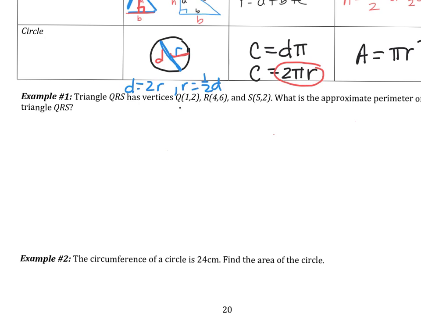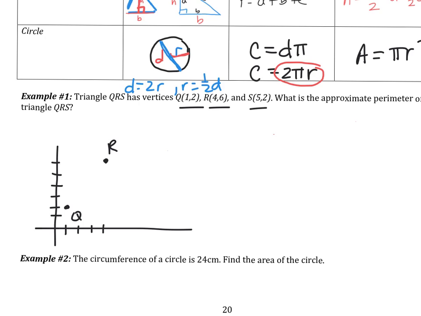Okay? Since all these numbers are positive, I'm only going to draw the first quadrant. Okay? So 1, 1, 2. Here's my Q. Okay, R is 4, 6. So 2, 3, 4, 6. 3, 4, 5, 6. Okay, all right, and then 5, 2. So 5 and then 2. All right, so now if I connect, I've got my triangle.